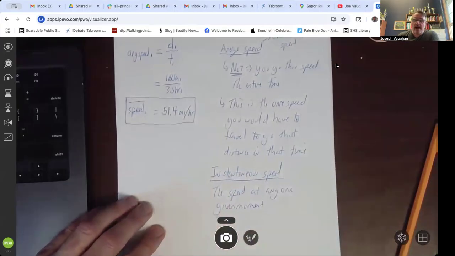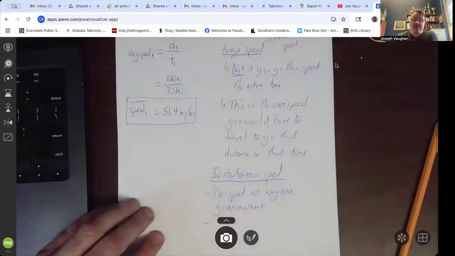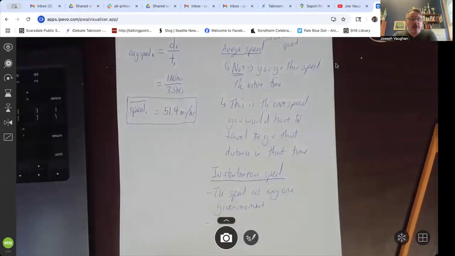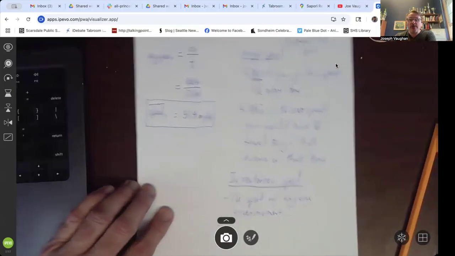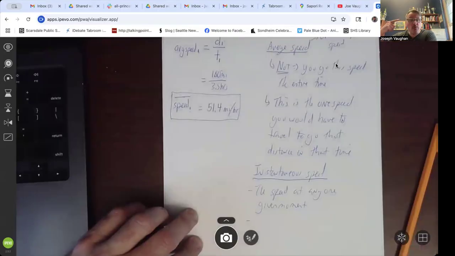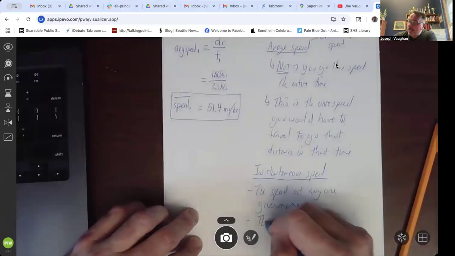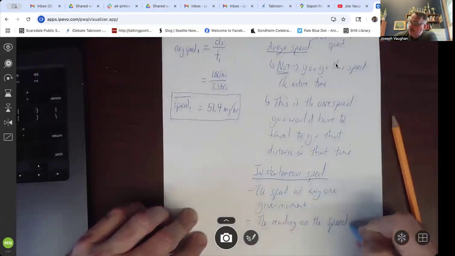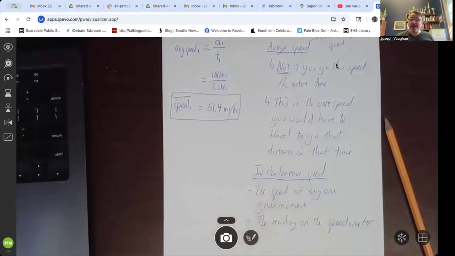So a more practical way of thinking about the speed at any one given moment: if you're traveling in your car and you want to know how fast you're going at this particular moment, what would you do? Hopefully you look down at the dashboard at the speedometer. So that's a good way of thinking about instantaneous speed. It's the reading on the speedometer. So that's the difference between average speed and instantaneous speed: a trip will be made up of all these different instantaneous speeds, but when we think about it holistically, it's the average speed.